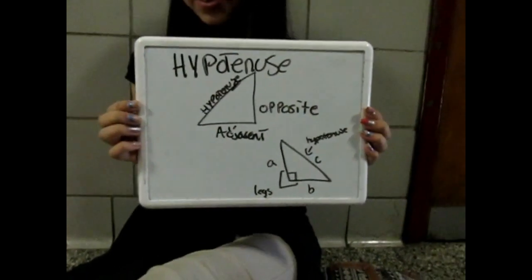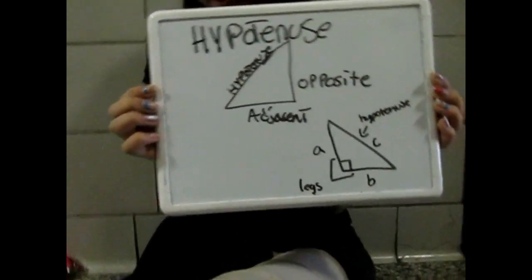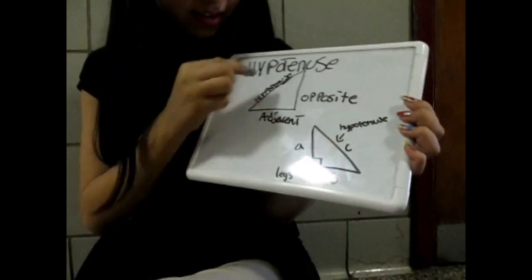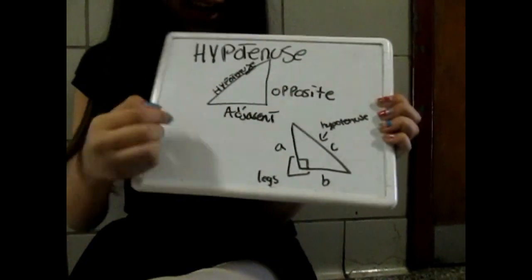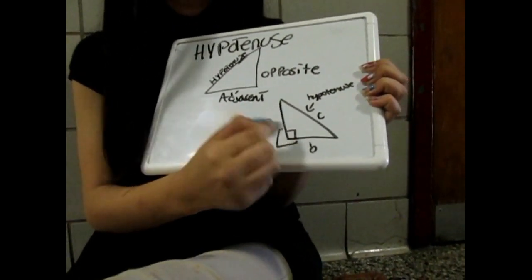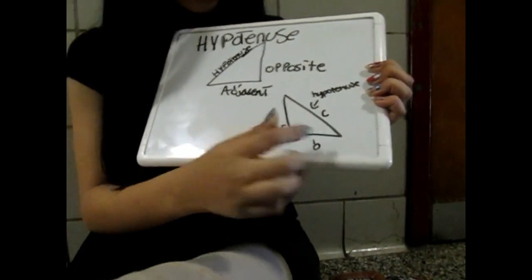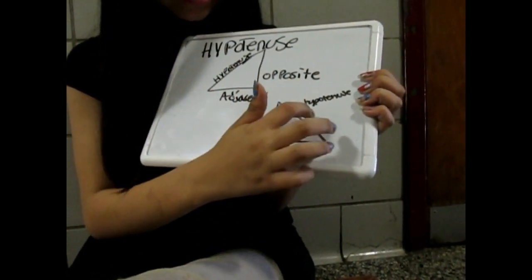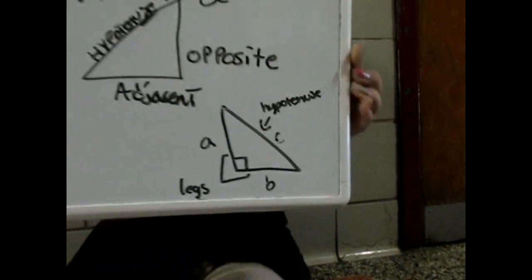This is a hypotenuse, the longest side of a right triangle. So this is the longest side of the right triangle, and these two sides, A and B, are the legs, and the hypotenuse is usually called C. So these are the pictures.